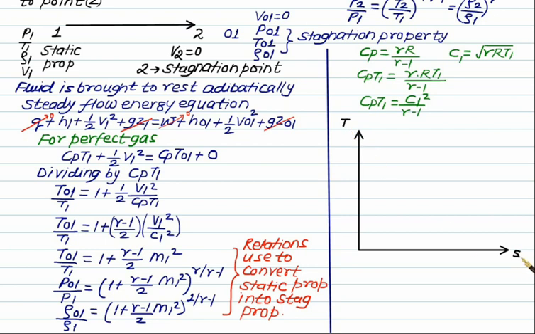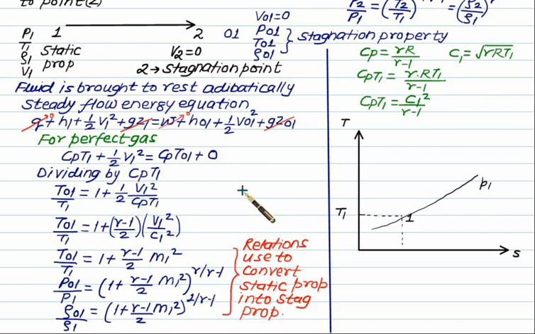So first of all, you have to locate state 1. So this one is state 1. Correspondingly, we have pressure equal to P1, temperature equal to T1. Now here, as per this equation, T01 is more than T1 by a difference of 1 by 2 V1 square divided by Cp.